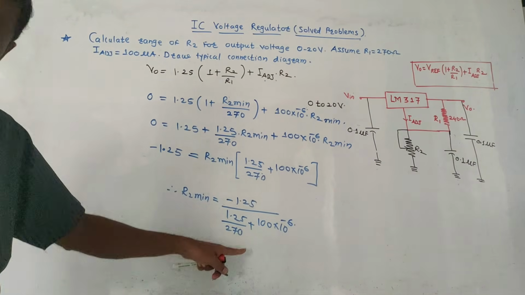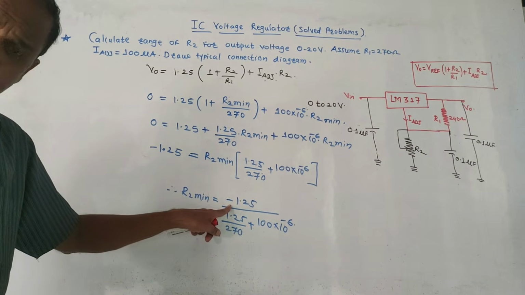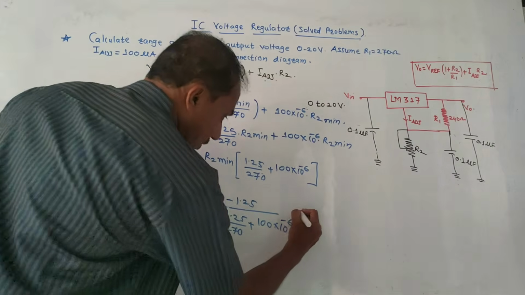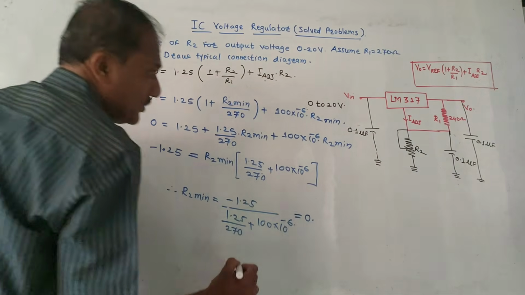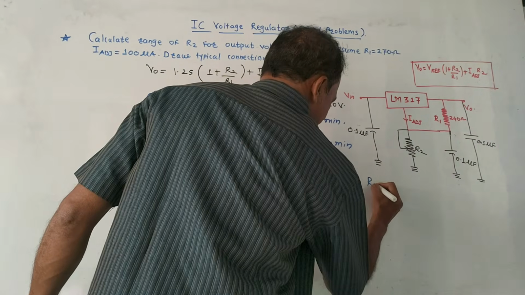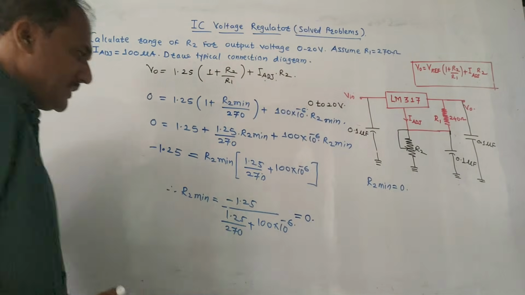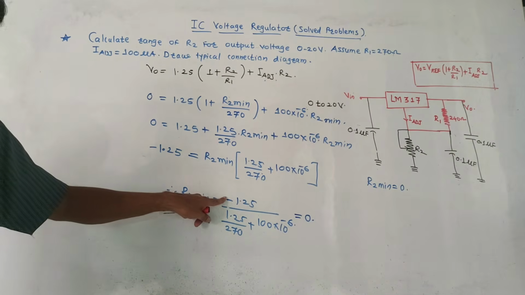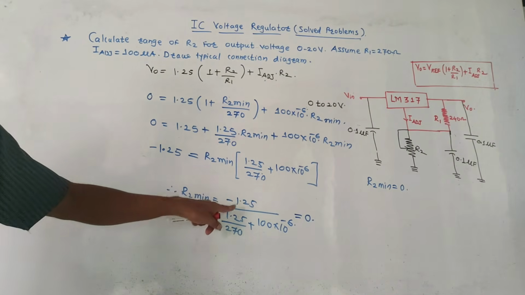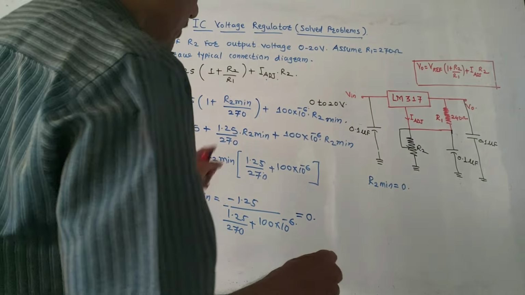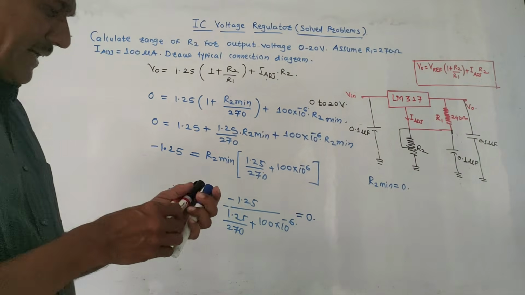Actually, if you solve this, you will get some value which will be negative because of this minus sign. Resistance cannot be negative, so consider this value as 0. That means the minimum value of R2, that is R2 minimum, is 0. Because of this negative sign you get a negative value, but negative resistance is not allowed, so I am considering R2 minimum equals 0. Now the next calculation: R2 minimum is done, now we have to calculate R2 maximum.